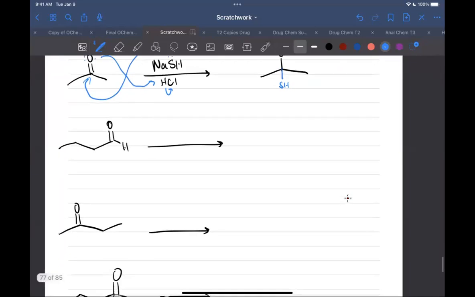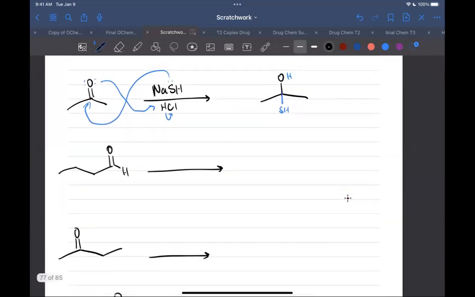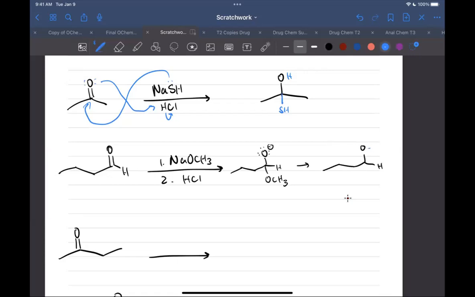Now let's bring back an aldehyde. What if you had a strong base, right? Strong base where the first step was NaOCH3, all right? Well, that would create something like this, HO, OCH3, but that is very unstable. So we usually treat it with HCl to reprotonate it and ensure that we have a stable product. There we go. This is what we got.